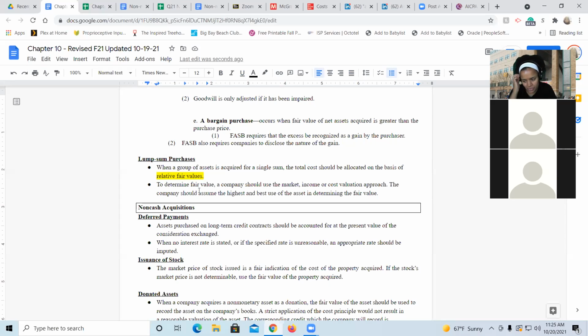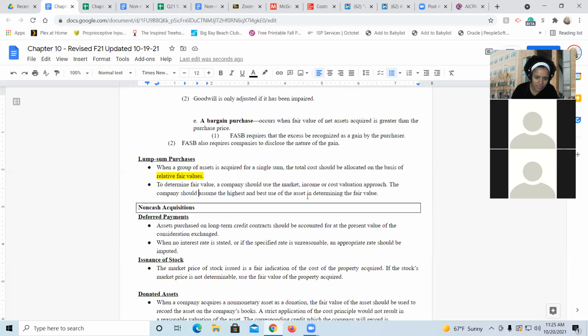So it's a little bit of a process in real life. I guess, in the questions that we do, we get given this information. But if you were doing this in real life, you would have to figure out what the fair value of the stuff is. So to determine fair value, a company should use the market, income, or cost valuation approach. Again, calculations are outside of the scope of our work, but someone would have to come up with a fair value at the company.